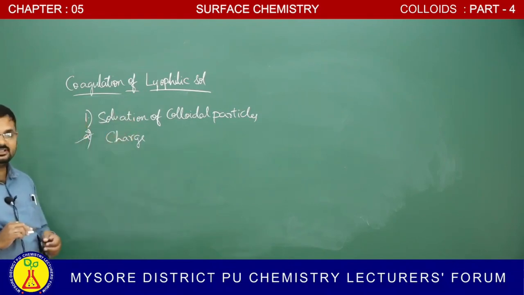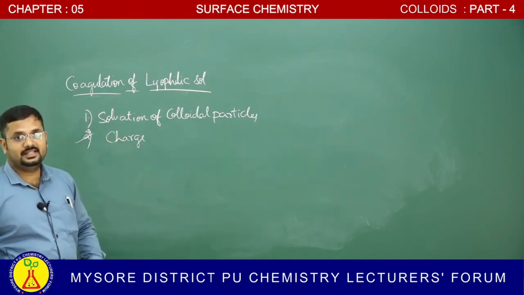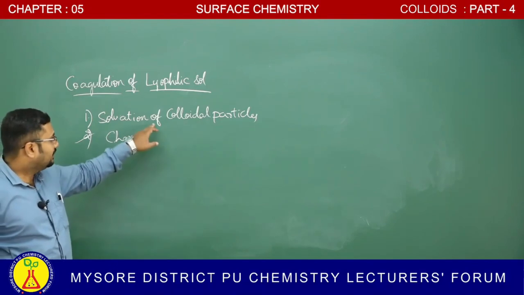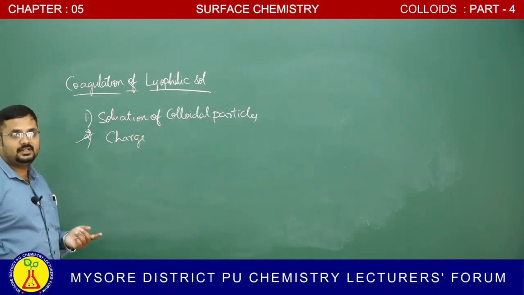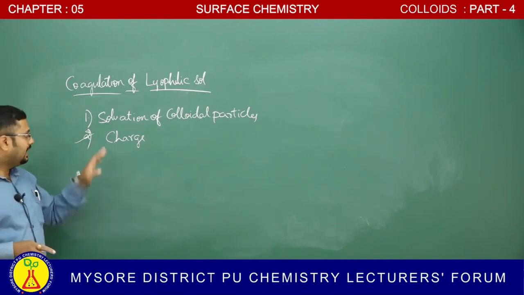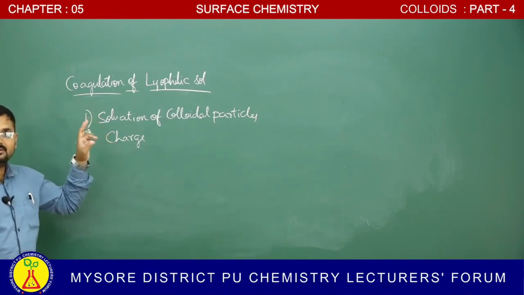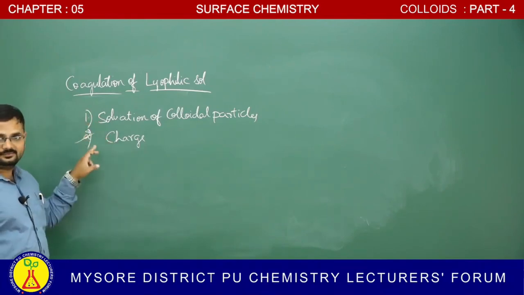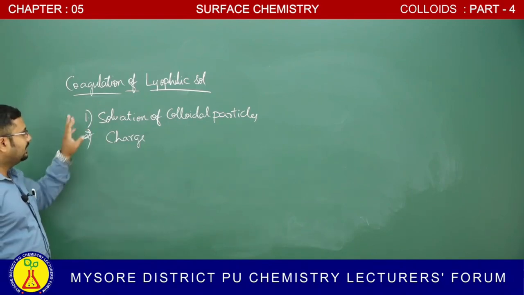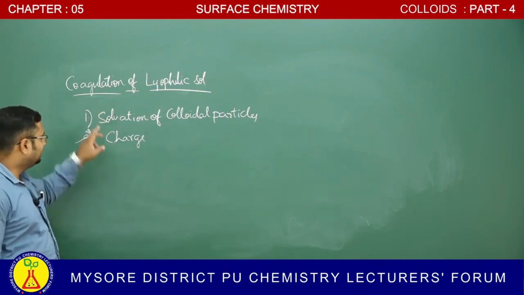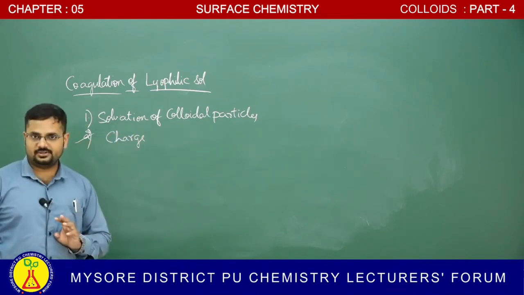Solvation, you know, lyophilic sols are solvent loving, is it right? So now these colloids are surrounded by solvent. Now I need to eliminate that solvent. To coagulate, you have two factors, therefore this is stable. Lyophilic sols are stable because of these two factors. In lyophobic sol only one factor is there, so compared to that, lyophilic sols are stable. The reason: you have two factors, solvation of colloidal particles, and number two, charge.